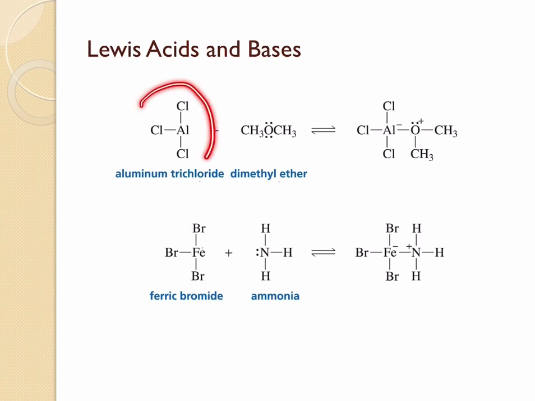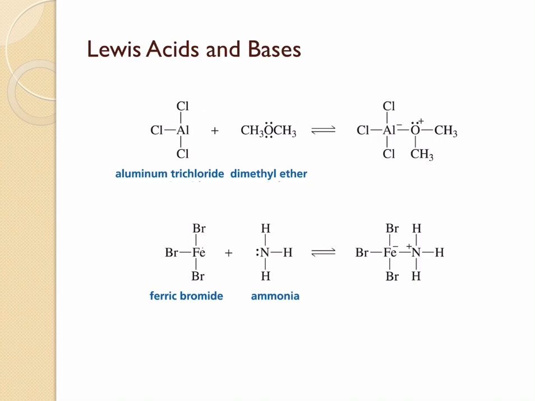Compounds such as aluminum trichloride, ferric bromide, and even borane are all going to act as Lewis acids because they have unfilled valence orbitals which can accept a share in an electron pair. So these compounds will react with a compound that has a lone pair, just as a proton would react with a compound that has a lone pair.